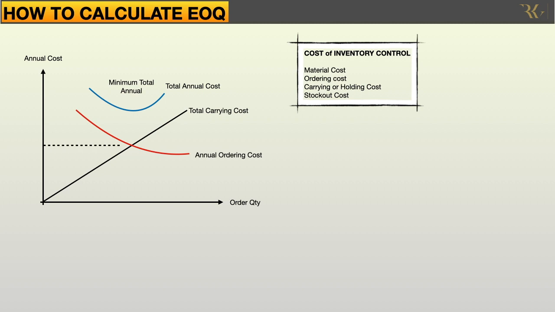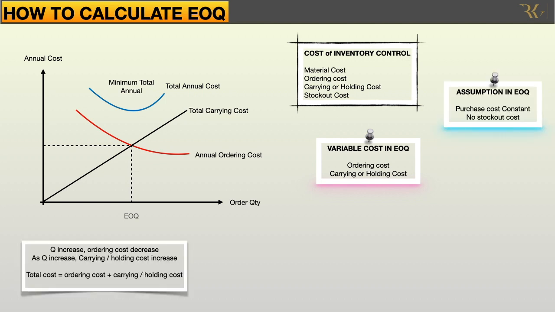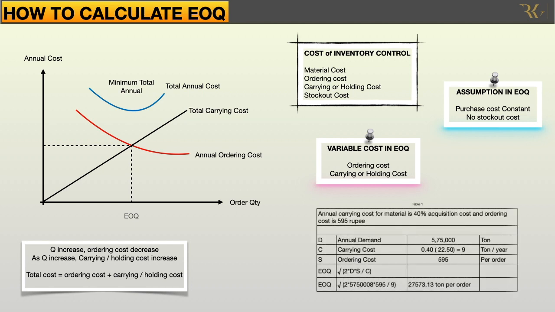What are the assumptions in EOQ? Purchase cost should be constant, and there should be no stock out cost, meaning when we run out of stock, there will be production loss. That should not happen. Variable costs in EOQ are the ordering cost and carrying or holding cost. Q is the intersection of annual ordering cost and total carrying cost. Ordering cost decreases as Q increases; carrying or holding cost increases. So total cost is ordering cost plus carrying or holding cost.